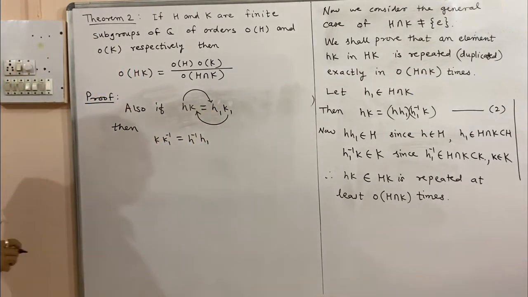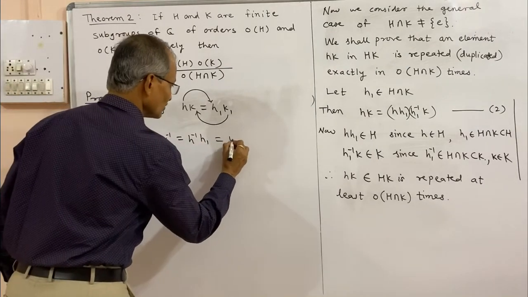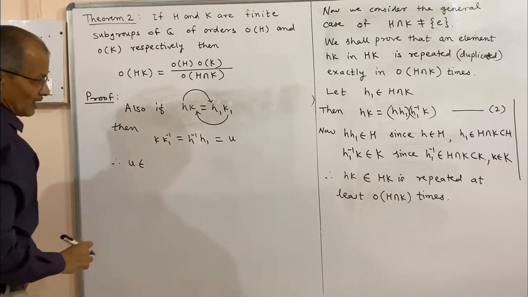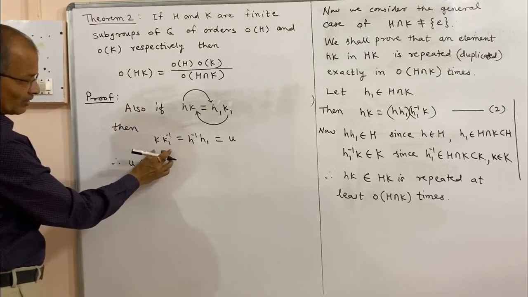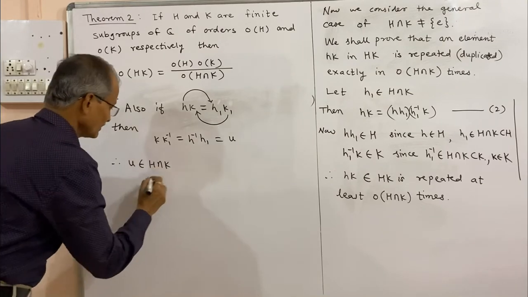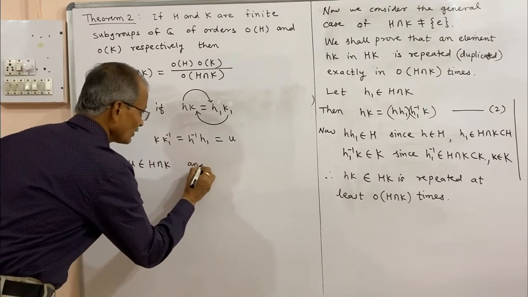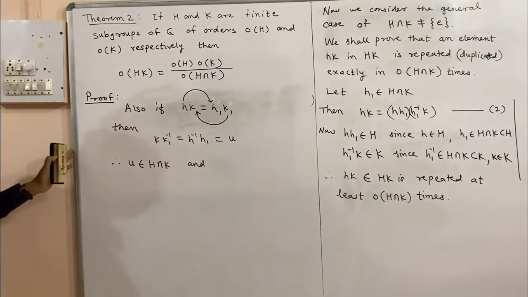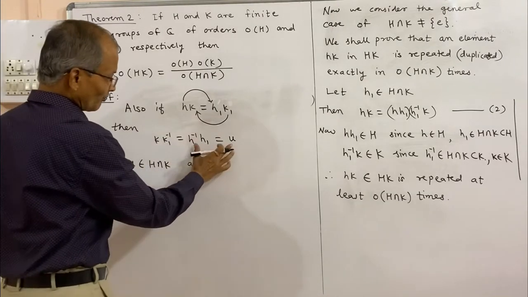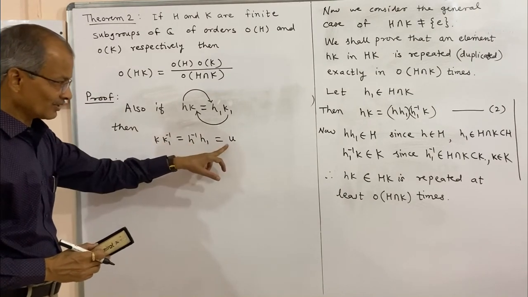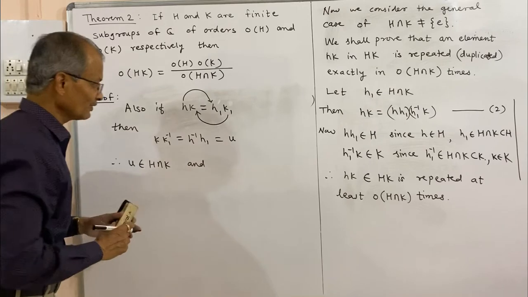This we can write, and suppose this is equal to U. Therefore, U belongs to H, U belongs to K, means U belongs to H intersection K. And further, we can write from this H1 is equal to H1, we pre-multiply both sides by H, and this H inverse is transferred on this side, it becomes H.